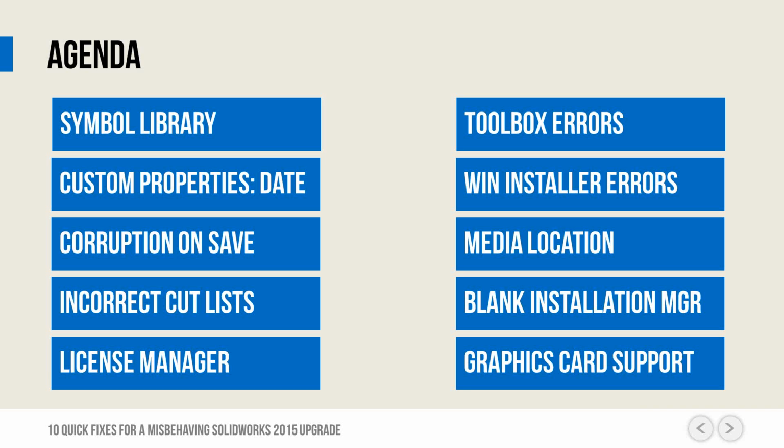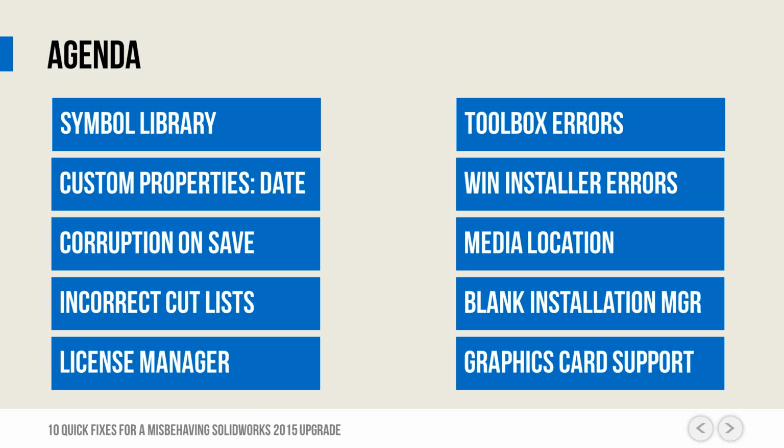In 2015, we found that if we have a date type in our custom properties, it may not show properly. It may not be accurate. So the update for that would be to install a later service pack of 2015. Again, I would just recommend SP4 because that actually solves issues from the next two errors that I talk about as well, which is corruption on save and incorrect cut lists as well. So SP4 handles the solution for all three of those issues.